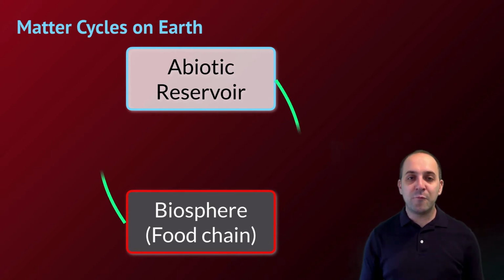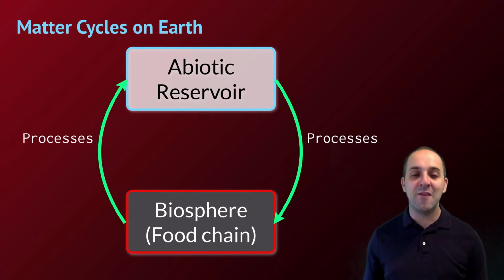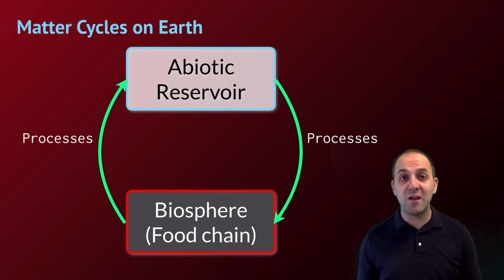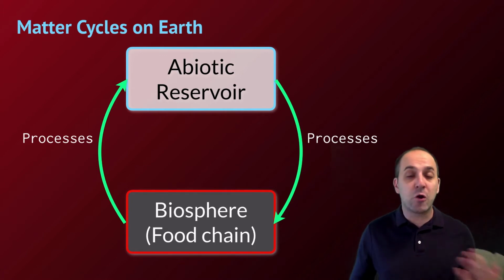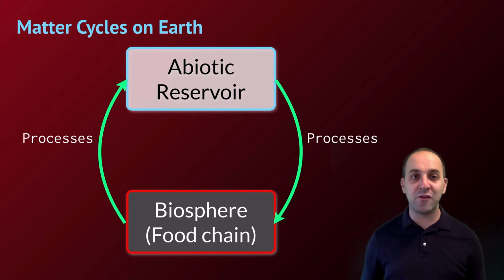There are going to be a series of processes that take matter from the abiotic reservoir and bring it into the biosphere, and then there's going to be a series of processes that return that matter from the biosphere back into the abiotic reservoir. The specific details in terms of what the reservoir is and what those processes are going to vary depending upon the substance, but it's a good idea to focus on the overall plan here before we get into the specifics. So with that, let's talk about some of the specifics.